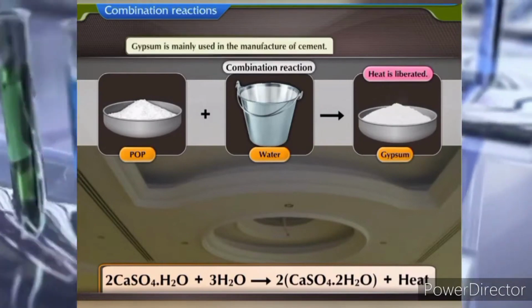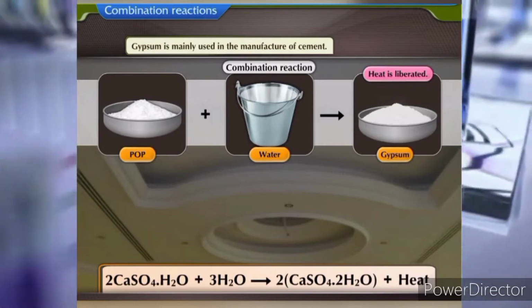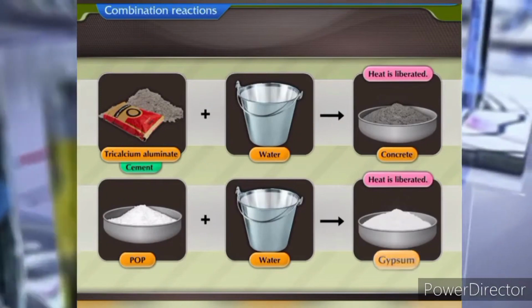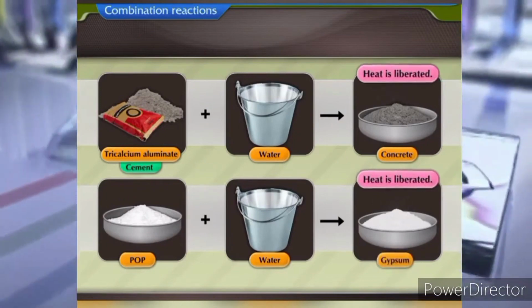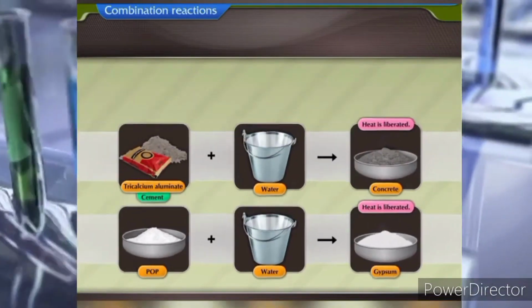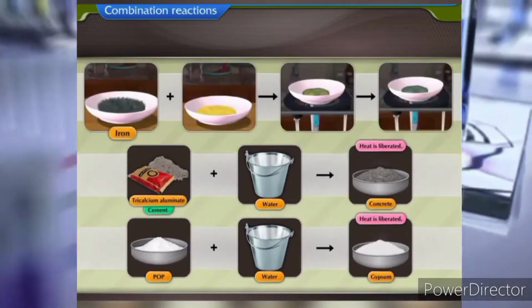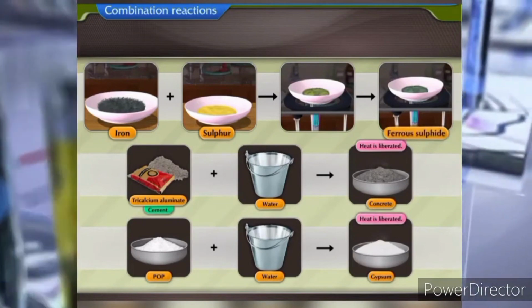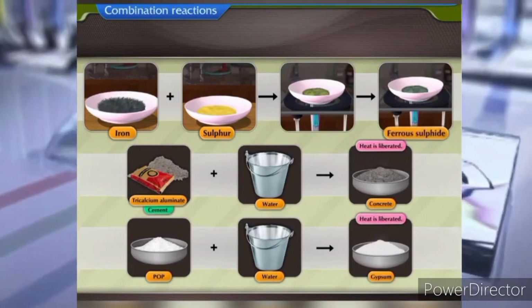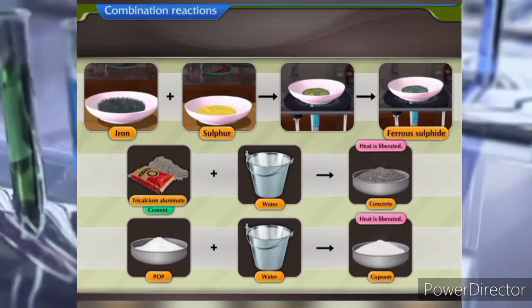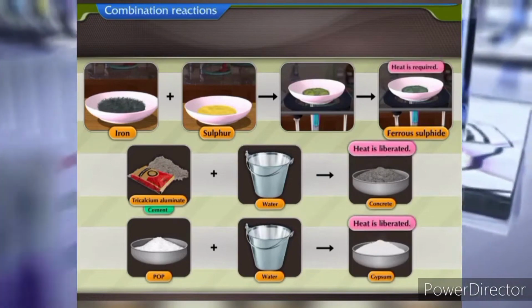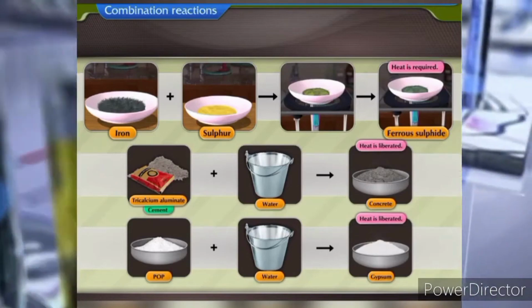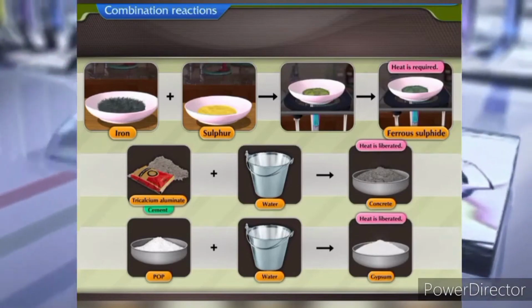Gypsum is mainly used in the manufacture of cement. The formation of concrete and the manufacture of gypsum both involve liberation of heat. The reaction between iron and sulfur requires heat to form ferrous sulfide. During combination reactions, the reactants may liberate heat or require heat to form products. Let us perform some combination reactions to understand this better.